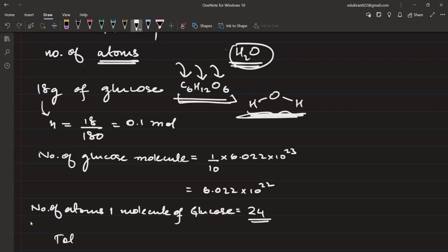So total atoms is equal to the number of molecules, which is 6.022 into 10 to the power 22. These many molecules are there, and each of these molecules will have 24 atoms.